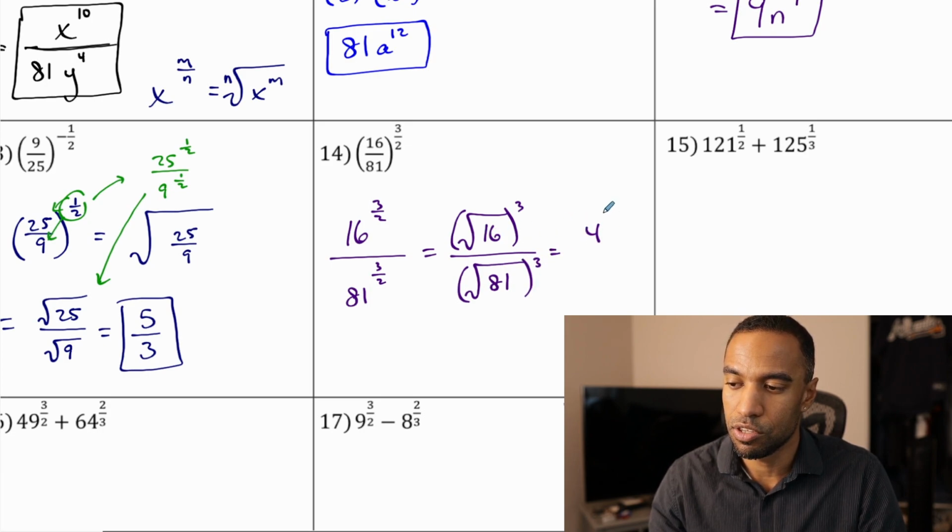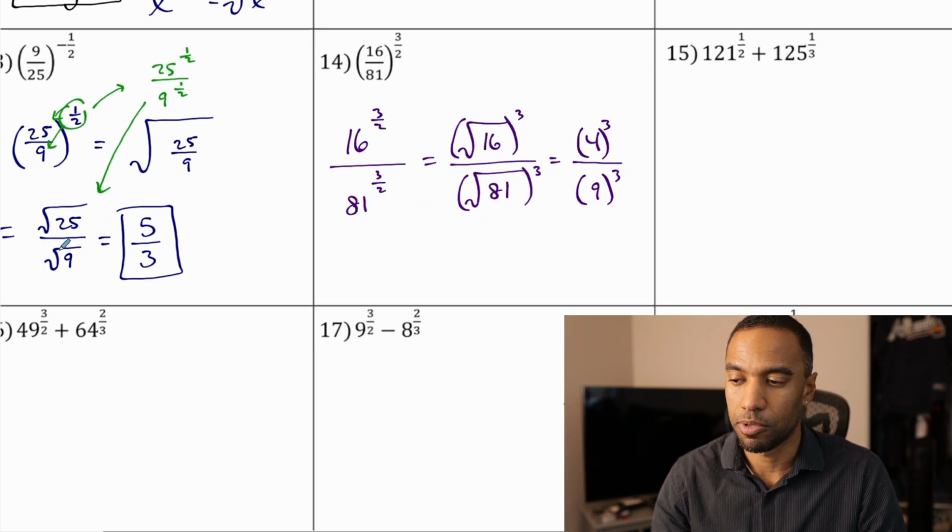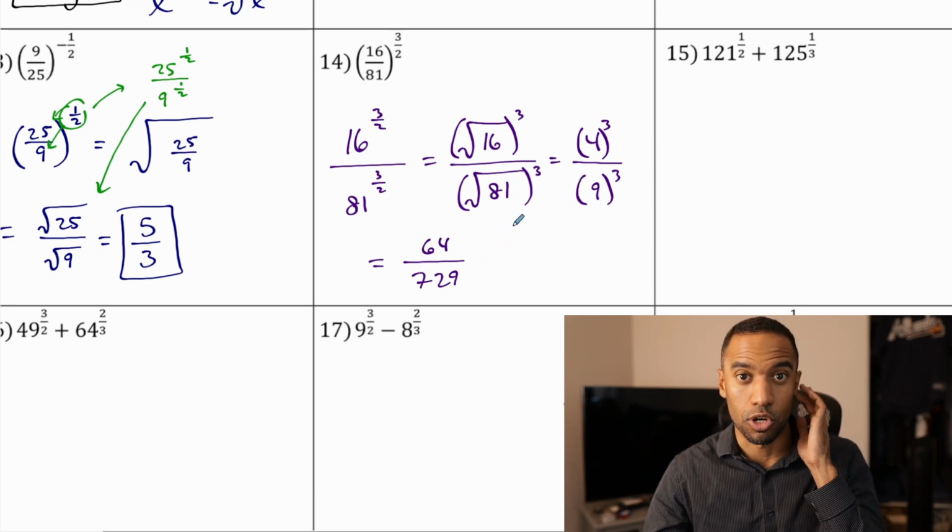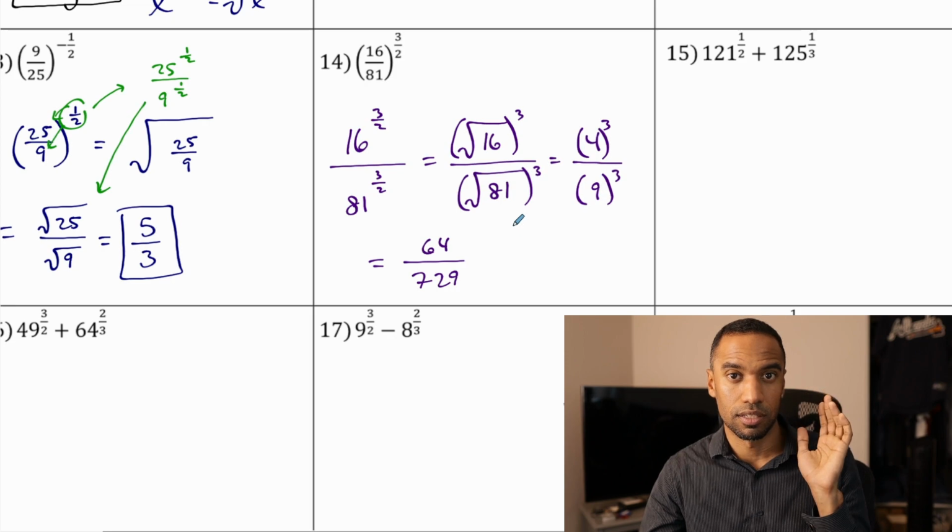Now the square root of 16 is 4. Let's cube that. And the square root of 81 is 9. Let's cube that. Not terribly small numbers here. The 4 cubed is 64. 9 cubed is 729.